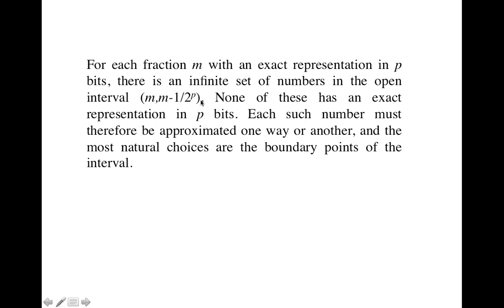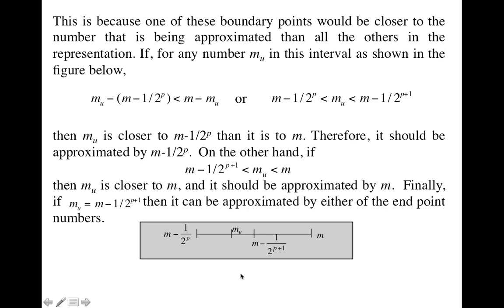And so we have to decide. In order to decide this, we have to look at the representation. So here's this number m, and this number m minus 1 over 2 to the p, which is the one that is closest to m. And there is some other number which is right in the middle. This is clearly not representable in p bits, because it's a number between m and the one just smaller than that, and there's nothing else that can be between them. So none of the numbers in here are representable.